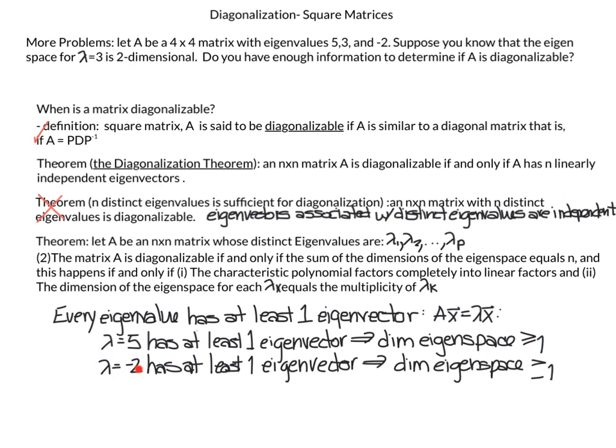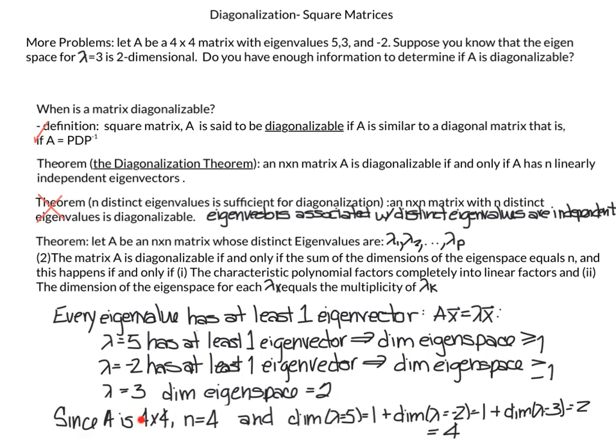Similarly, lambda equals minus 2 has at least one eigenvector associated with it, so the dimension of this eigenspace is greater than or equal to 1. And also note, since A is a 4 by 4 matrix, these can't be greater than 4. For lambda equals 3, we are given that it's two-dimensional, so the dimension of the eigenspace is equal to 2. So last, since A is 4 by 4, these dimensions can't be greater than 4.